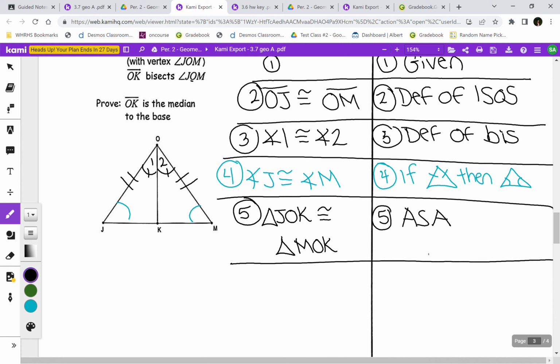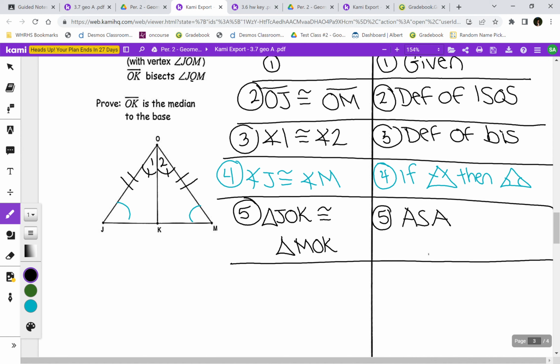Now let's look. I forgot to do this before. What are we trying to prove? We are trying to prove that OK is the median. If OK is the median, what would I need to show?